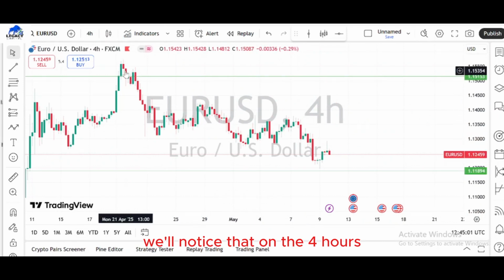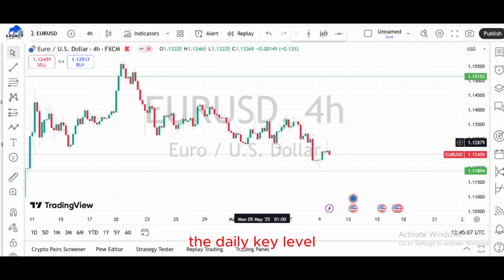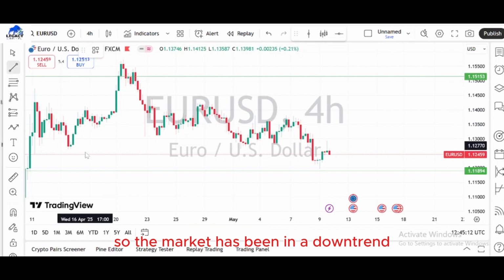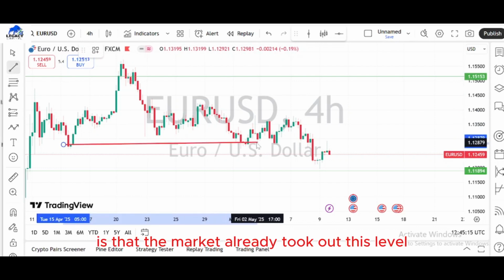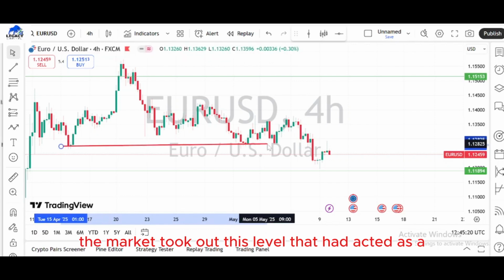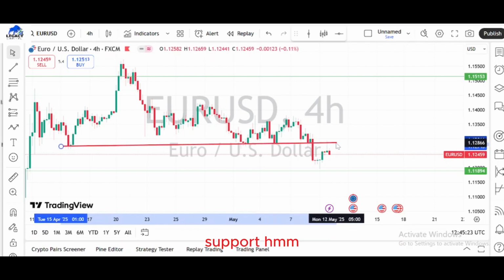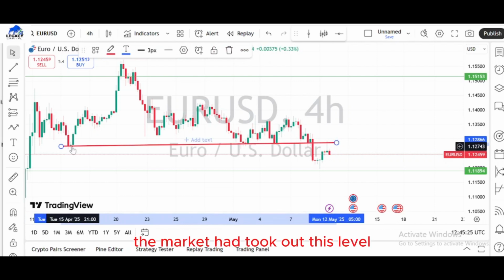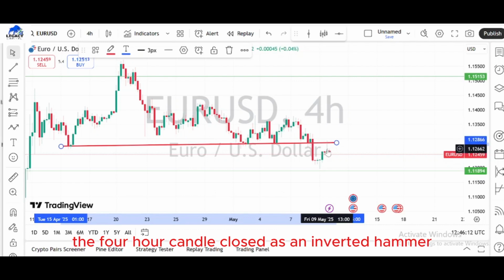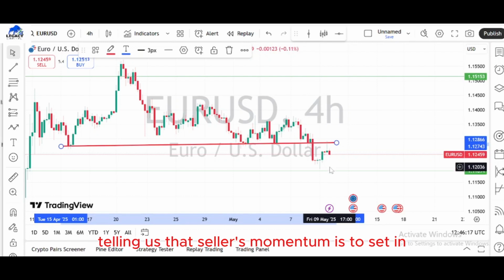We'll notice that on the 4 hours, after the market got to the daily key level, the market had been creating a series of lower lows. So the market has been in a downtrend, and worthy of note is that the market already took out this level that acted as support. And when the market retraced to test this level, what happened? The 4 hour candle closed as an inverted hammer, telling us that sellers' momentum is set to come in.